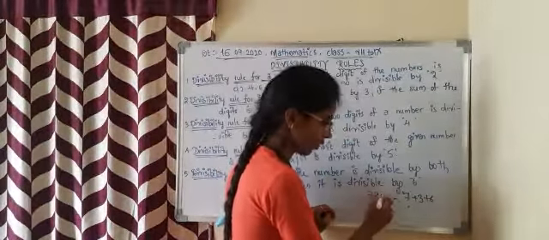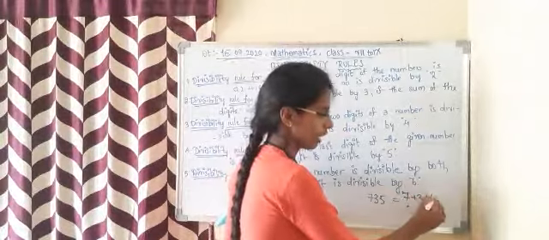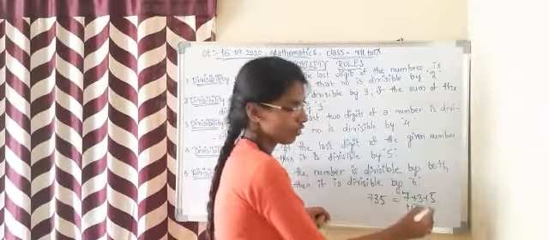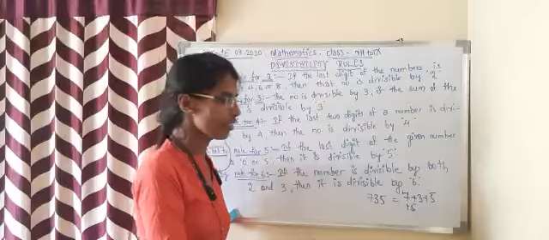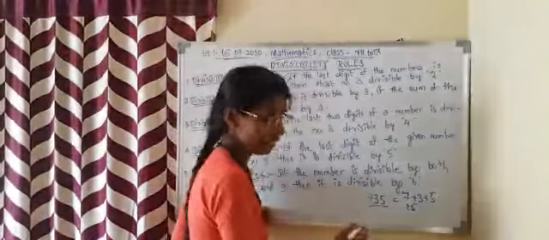Let us take it as 5. And here also we'll get 5. The sum is 15. 15 is divisible by 3. 3 5s are 15. Therefore, this is also divisible by 3.